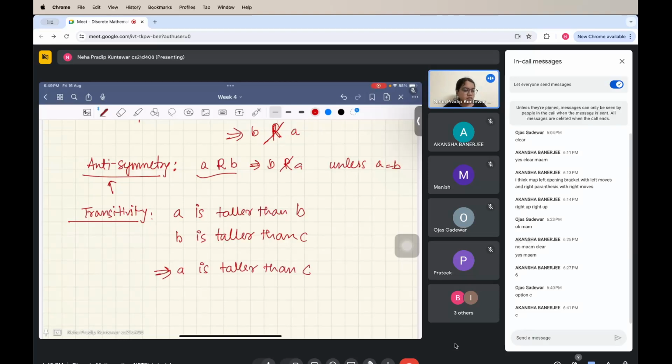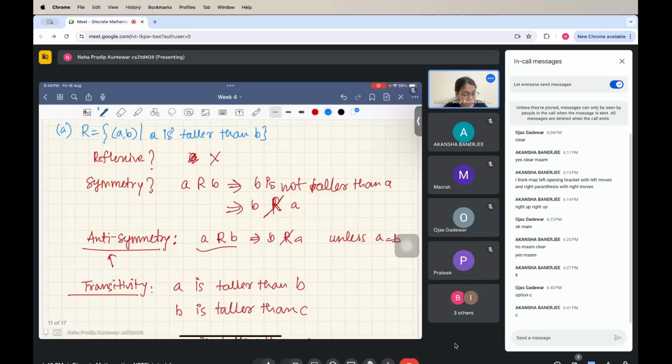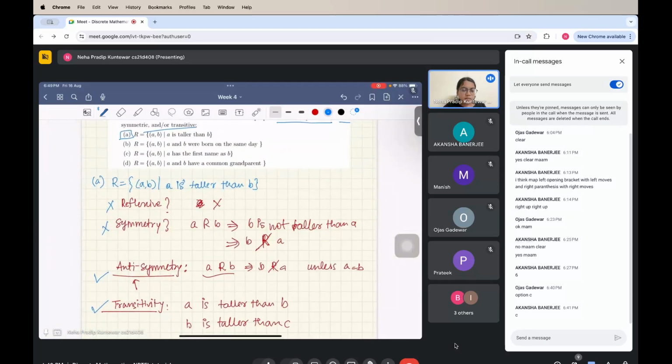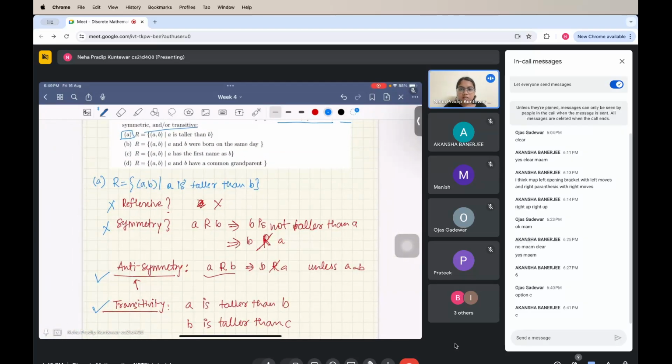So this is a transitive relation. So it is not reflexive, it is not symmetric, it is antisymmetric and transitive. So yeah, if there are any questions about this, then do let me know. Otherwise, please try out B.